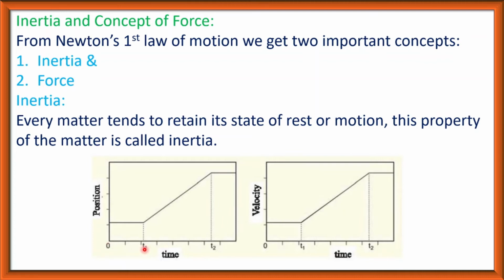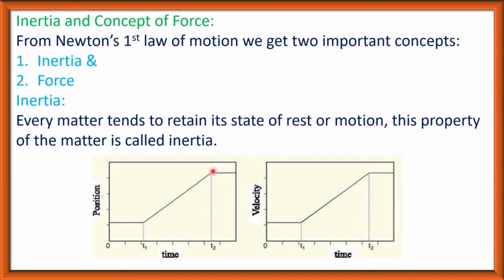Here 0, t1, t2 are times. From 0 to t1 it is a straight line parallel to the x-axis. That means there is no change in position up to t1. And from t1 to t2 the position of the object changes with time, and this is a straight line, so position changes proportionally with time, so it is uniform velocity.